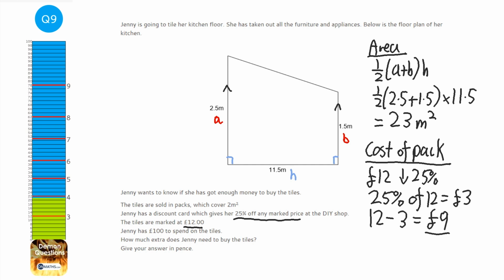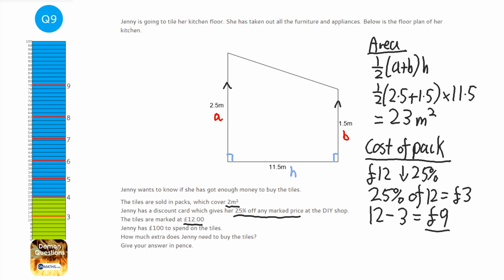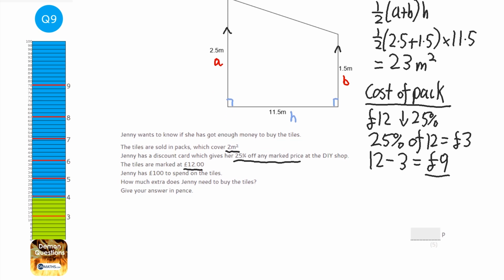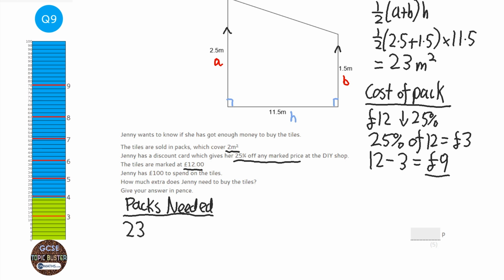Okay, so it feels like we're getting somewhere. Now, if each one costs £9, but each one covers 2 meters squared, and we know we've got 23 meters squared to cover, what I can do is work out how many packs I need. So packs needed. I've got 23 meters squared to cover, and each pack covers 2. So I'll do 23 divided by 2. Now that gives me the answer of 11.5. So I need 11.5 packs.